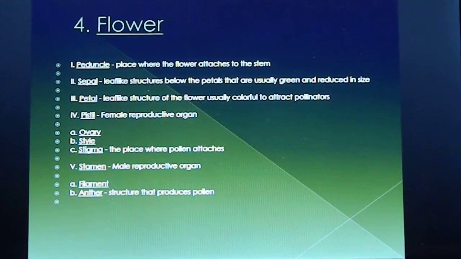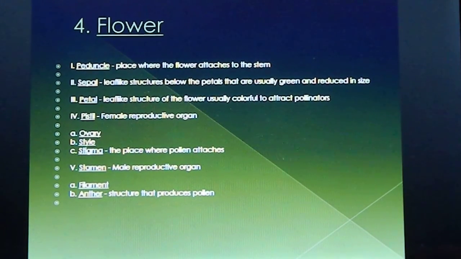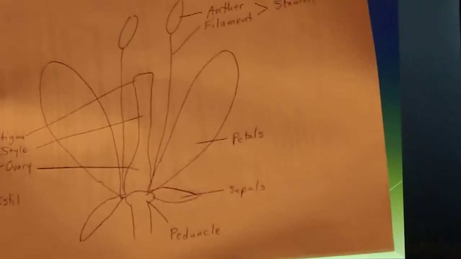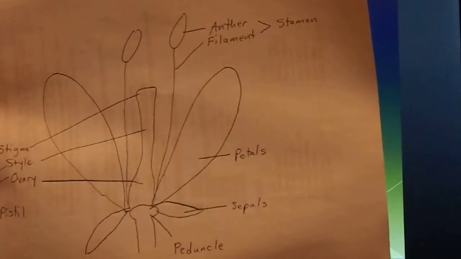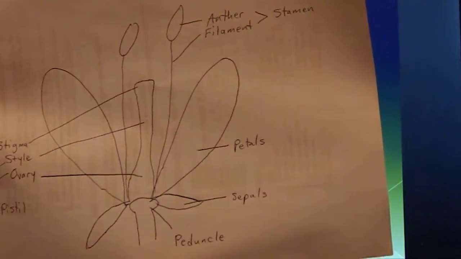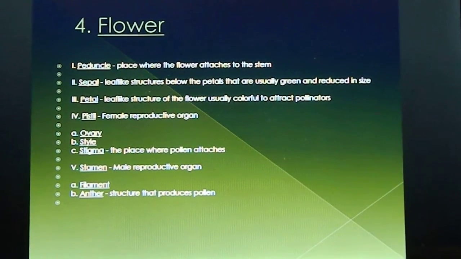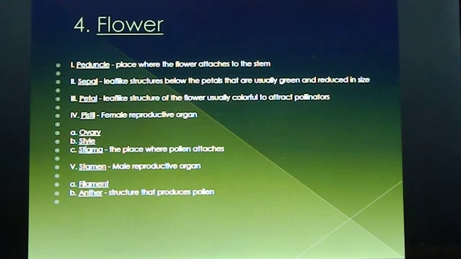Petals are large, showy, colorful parts of the flower that attract pollinators. All right, and so in most flowers, the petals are large and very showy and colorful. Now, there are also in most flowers male and female reproductive organs.